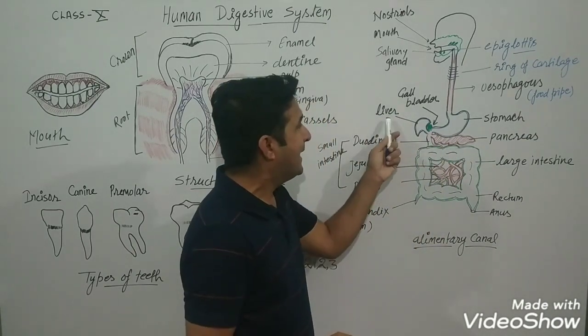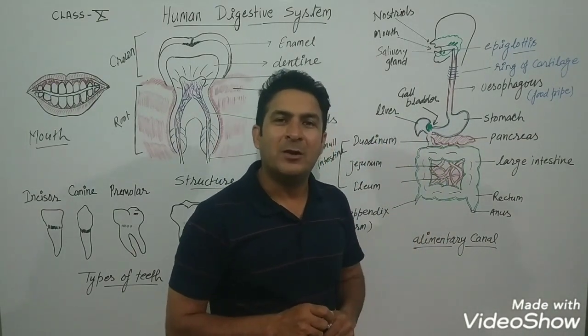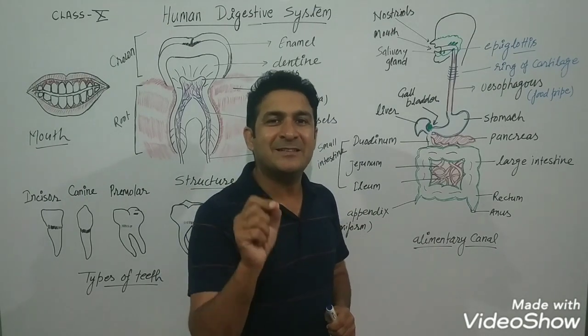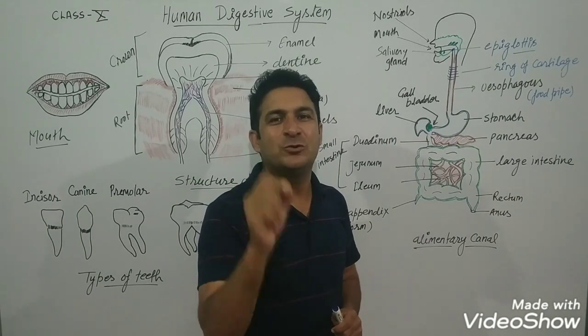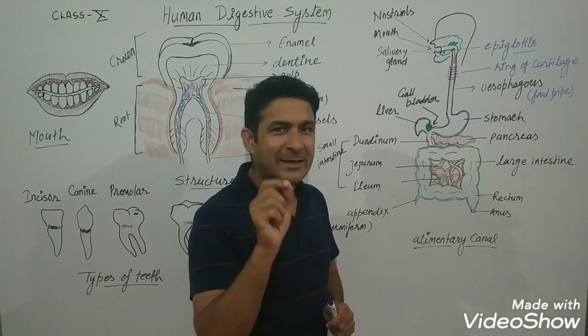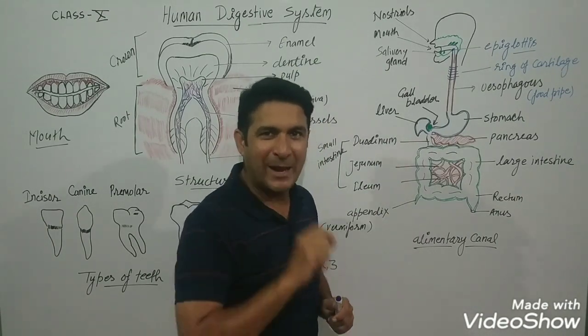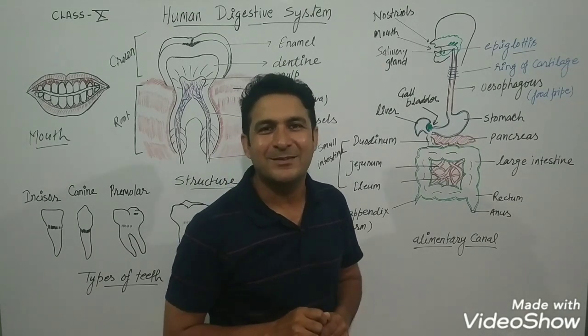That's why the liver plays a very important role in human digestion. The liver synthesizes the very important bile juice. This bile juice is used to emulsify fat. The liver synthesizes this bile juice, but the liver can't store it.